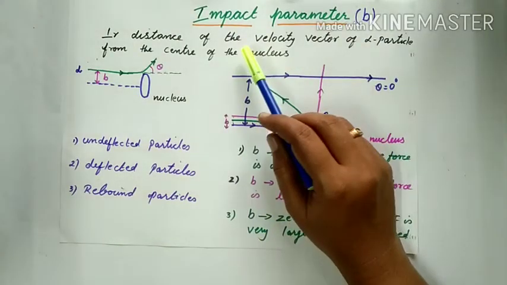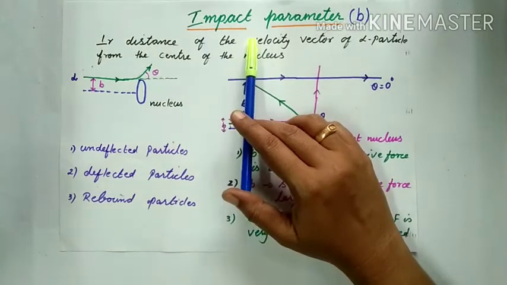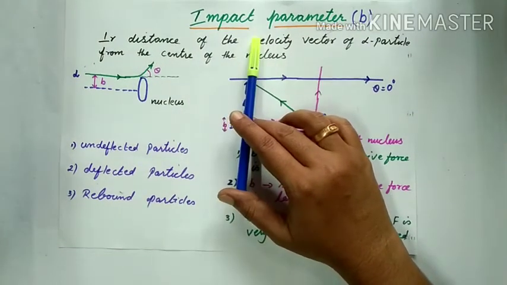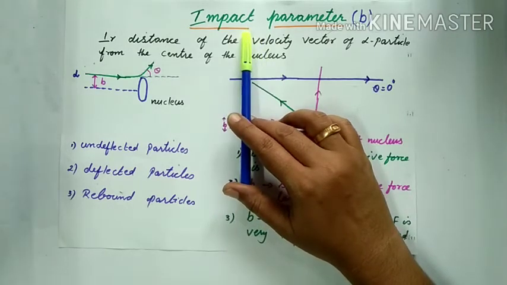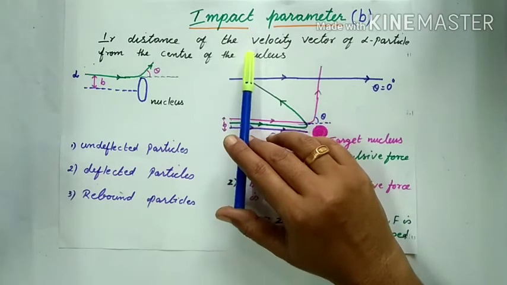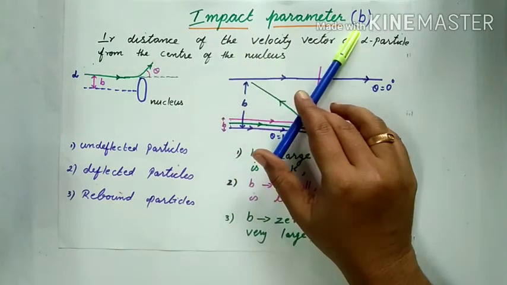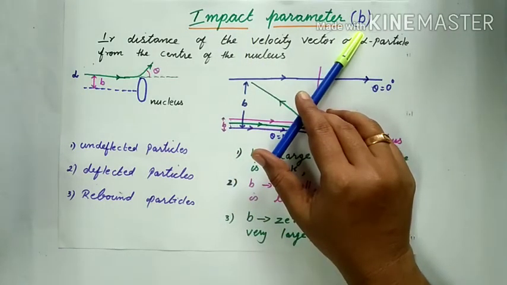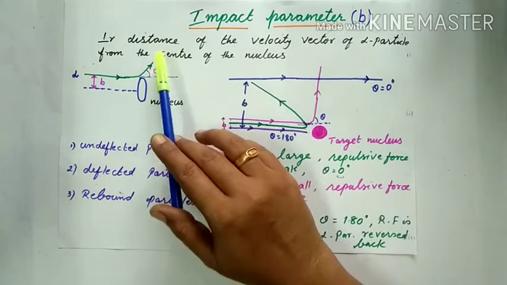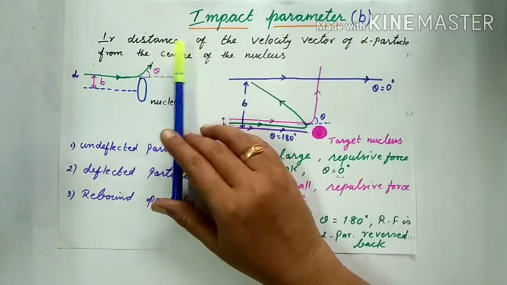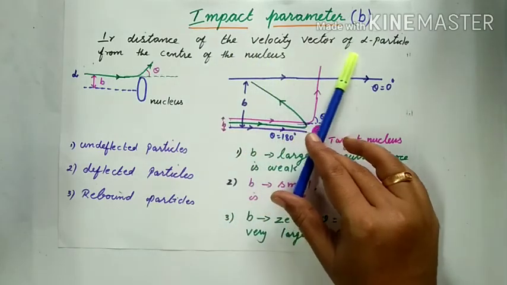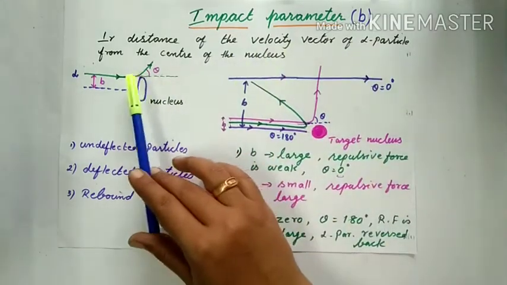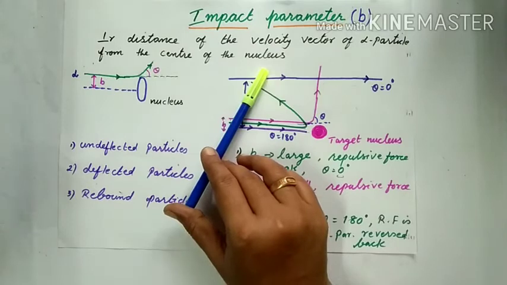Dear children, in the previous class we studied about the distance of closest approach. Similarly, another important term in the alpha particle scattering experiment is impact parameter, represented by the letter b. So, what is the definition of the impact parameter? It is the perpendicular distance of the velocity vector of alpha particle from the center of the nucleus.